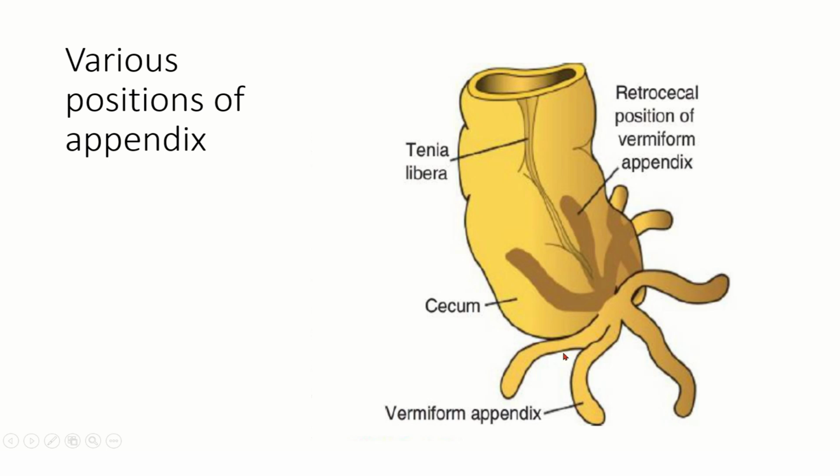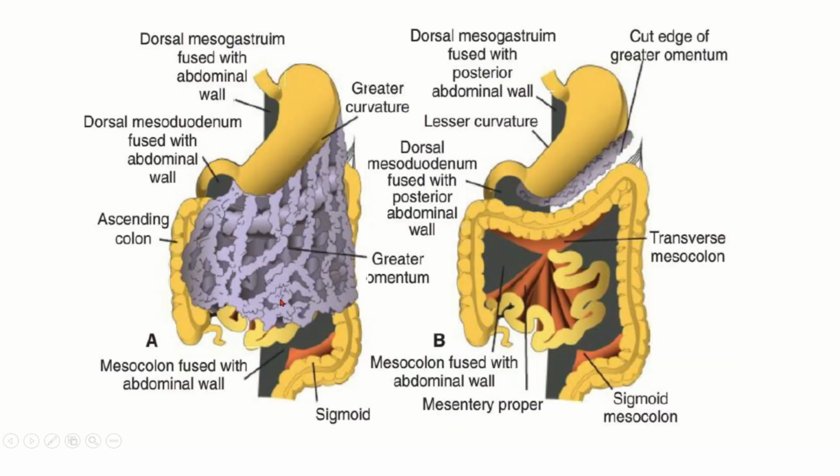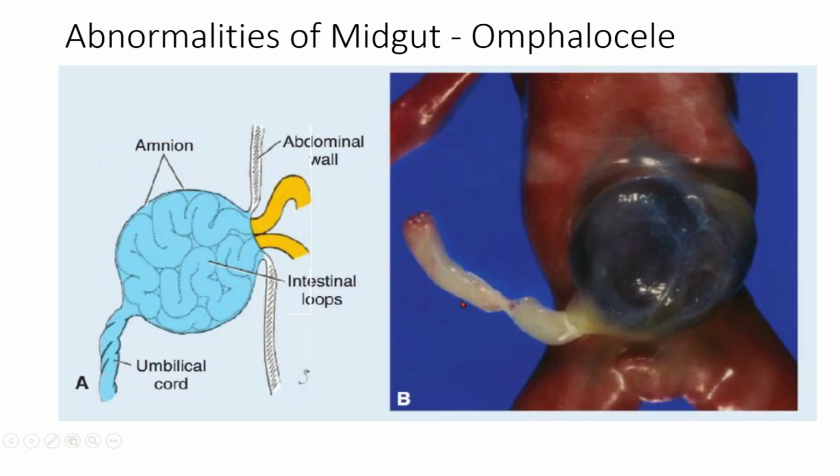So these are the different developmental positions with respect to the appendix. You can see this is the promontoric type, this is the pelvic type, this is the inguinal type, this is the subcecal type, this is the retrocecal position. So these are the splenic types, pre-ileal and post-ileal. This will be the paracolic. So you can see here, this is the normal position of the loops. This is with greater omentum, this is without greater omentum.